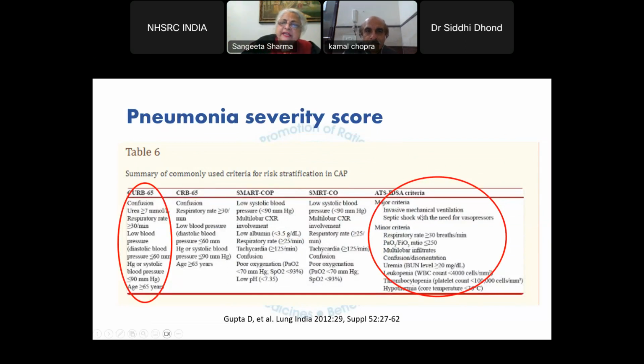Whereas this ATS/IDSA criteria looks at the severity of the pneumonia. This will help you in deciding whether this patient would need ICU care or not.